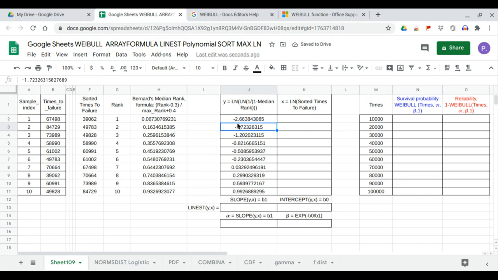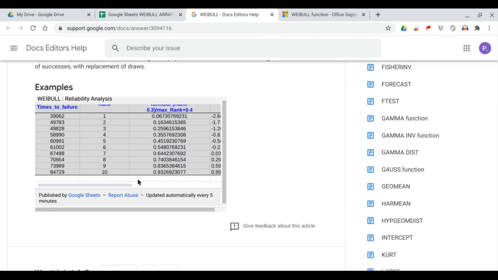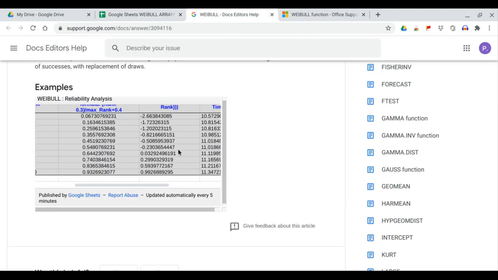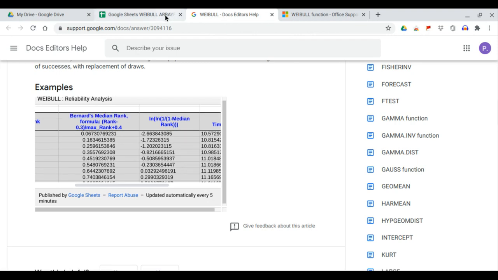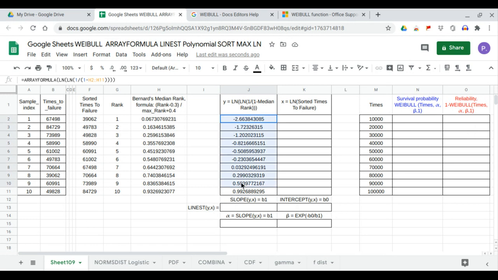So our value starts from negative 2.66 up to 0.9926, and it starts from negative 2.66 up to 0.9926. So our calculations are correct.